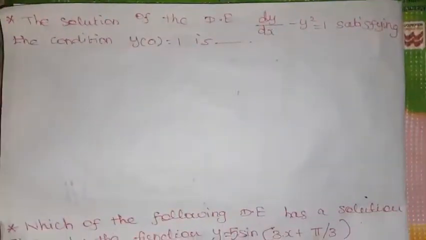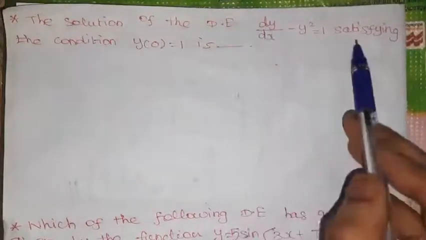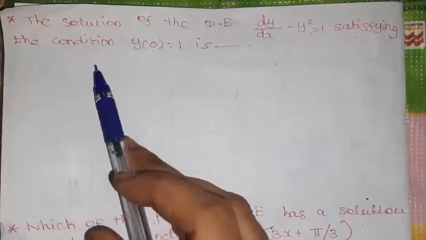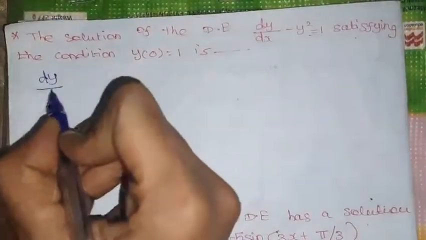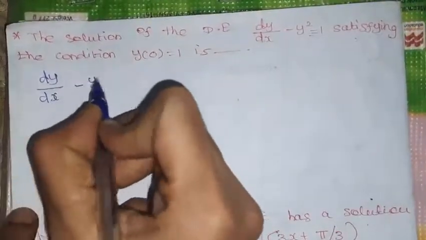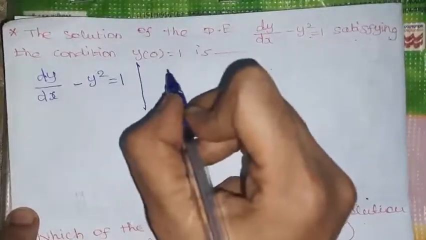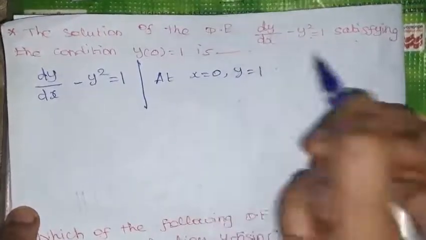The solution of the differential equation dy by dx minus y squared equal to 1 satisfying the condition y of 0 equal to 1 is. So we need to solve this problem. We'll see how to solve this. dy by dx minus y squared equal to 1 and given condition y of 0 equal to 1 means at x equal to 0, y value is equal to 1.